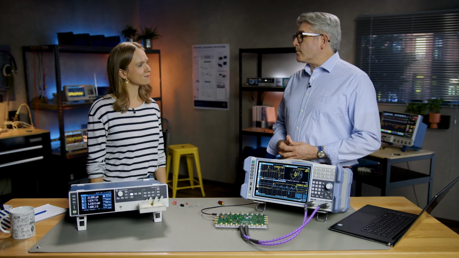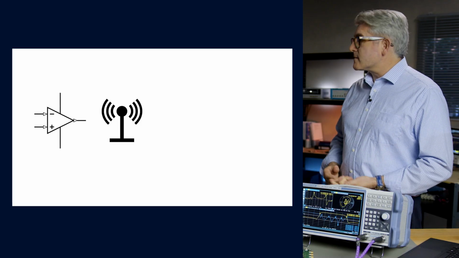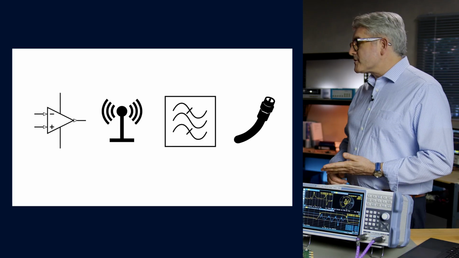A VNA is a more advanced measurement instrument. It measures the complex transmission and reflection characteristics of one-port and multi-port devices. It measures the so-called scattering parameters, which are also known as S parameters. It can be used to characterize the performance of amplifiers, antennas, filters, cables, and any other RF components. What else do they measure?